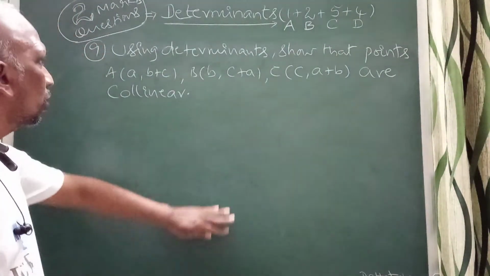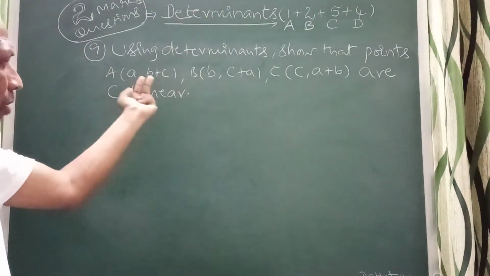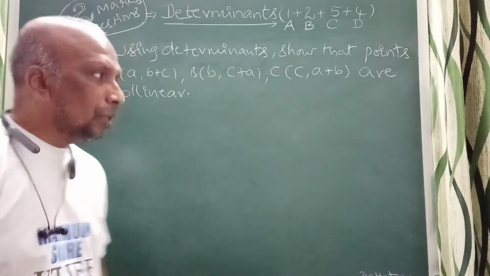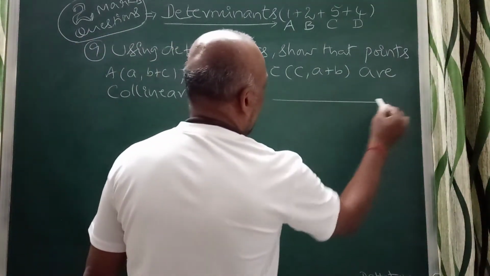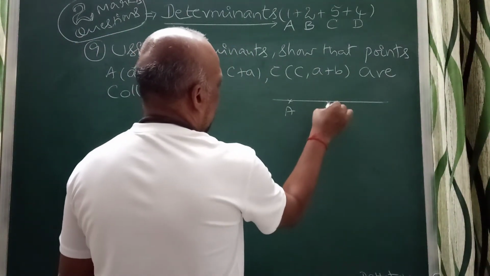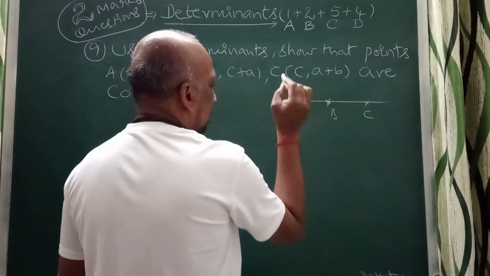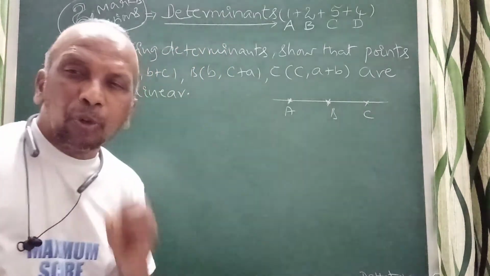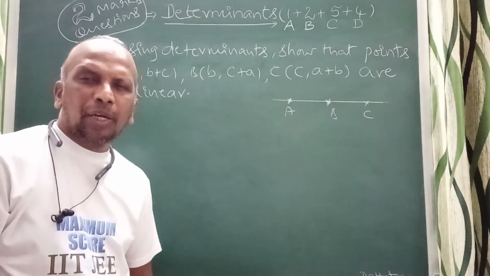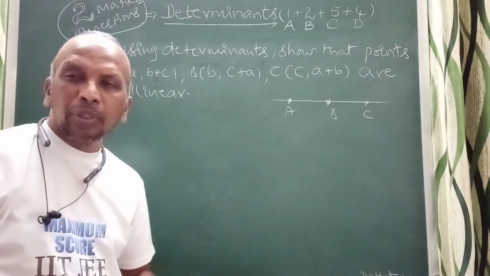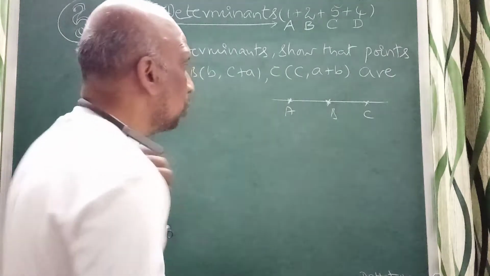Now see, in this problem, we are given: using determinants, show that the given points are collinear. Collinear means the points lie on the same line, right? So A, B, C lie on the same line. When A, B, C are on the same line, the area of triangle ABC should be equal to 0. If you find the area of triangle ABC, you should get 0. Then we can say that the given points are collinear.